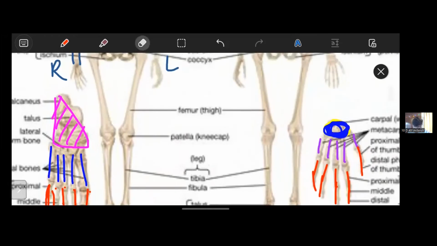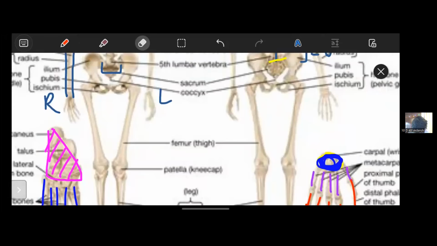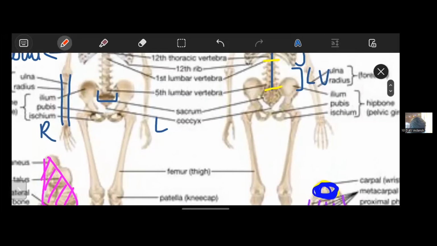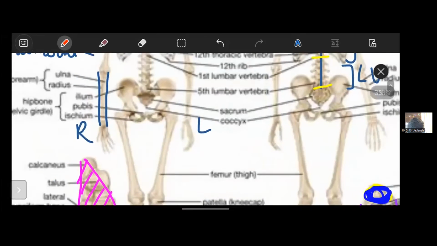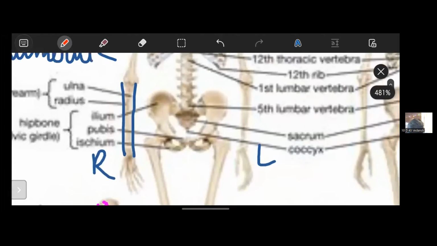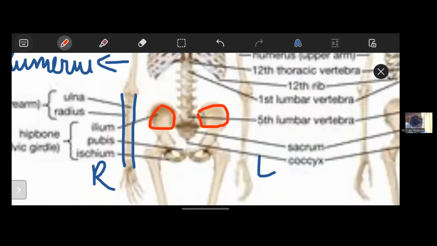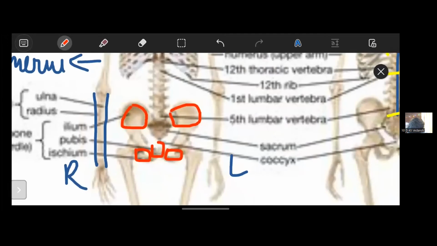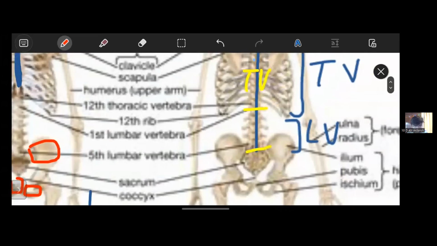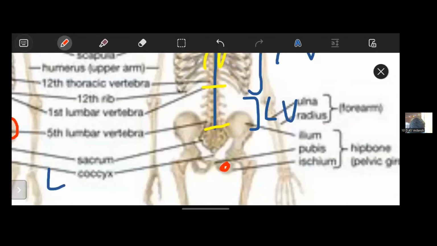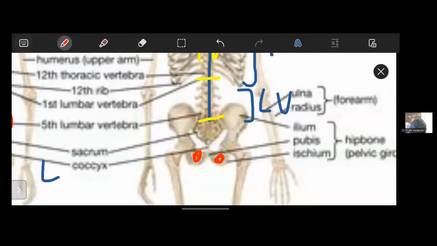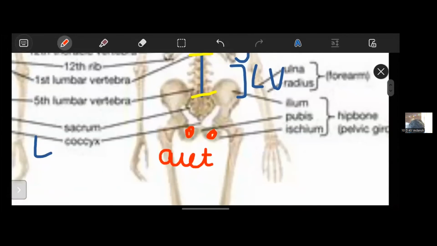Now, moving into the lower abdomen region, moving into the locomotive region, which is our legs. So, okay, before the legs, let us study the pelvis. So, this is the ilium. Then, this is known as pubic. And this is known as ischium. And behind here, we might have something called acetabulum. So, this region, this acetabulum.